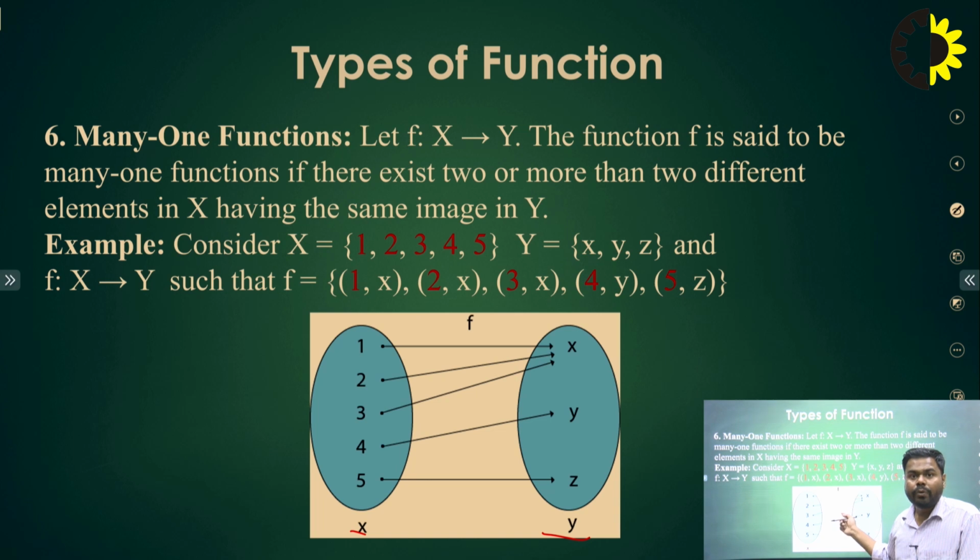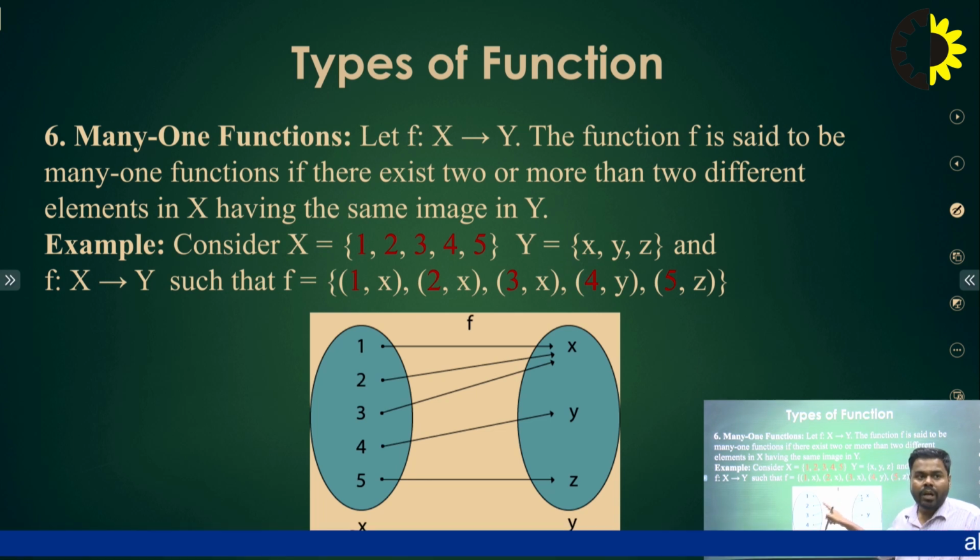But how can we say it? 1 is mapped with x, 2 is mapped with x, 3 is mapped with x. So if multiple elements of the domain are mapped with one element, this is known as a many-one function.